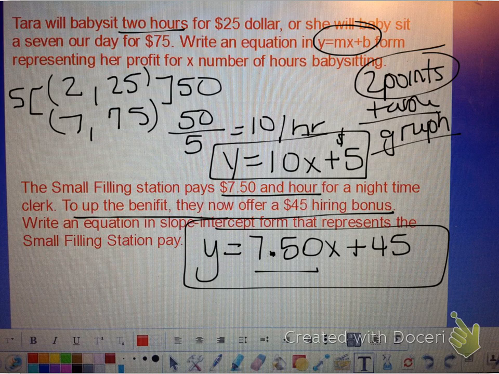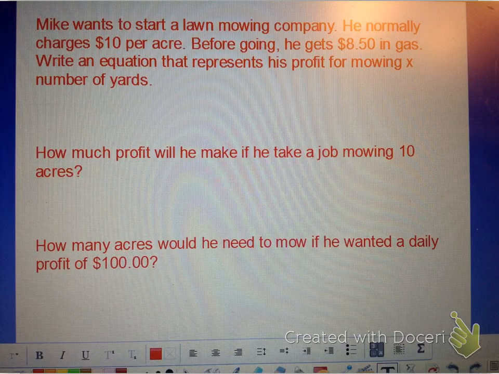Okay? Let's look at just one more situation here. It says Mike wants to start a lawn mowing company. He normally charges $10 per acre. Before going, he gets $8.50 in gas. That is the same question we just had.